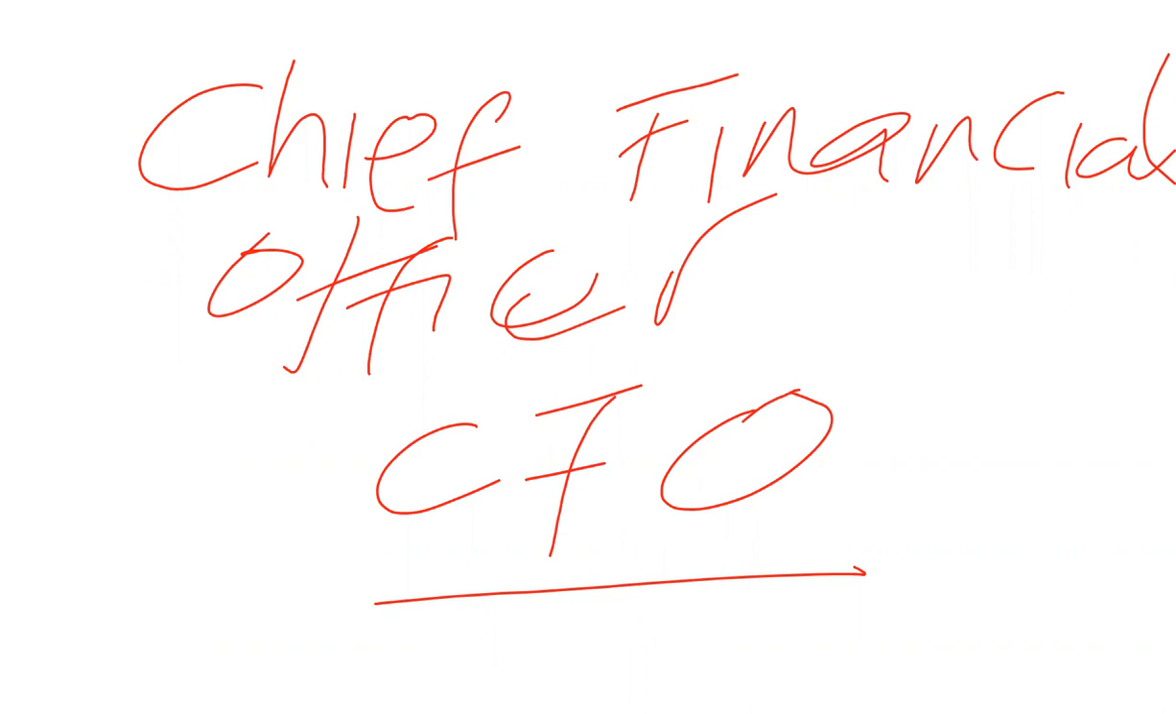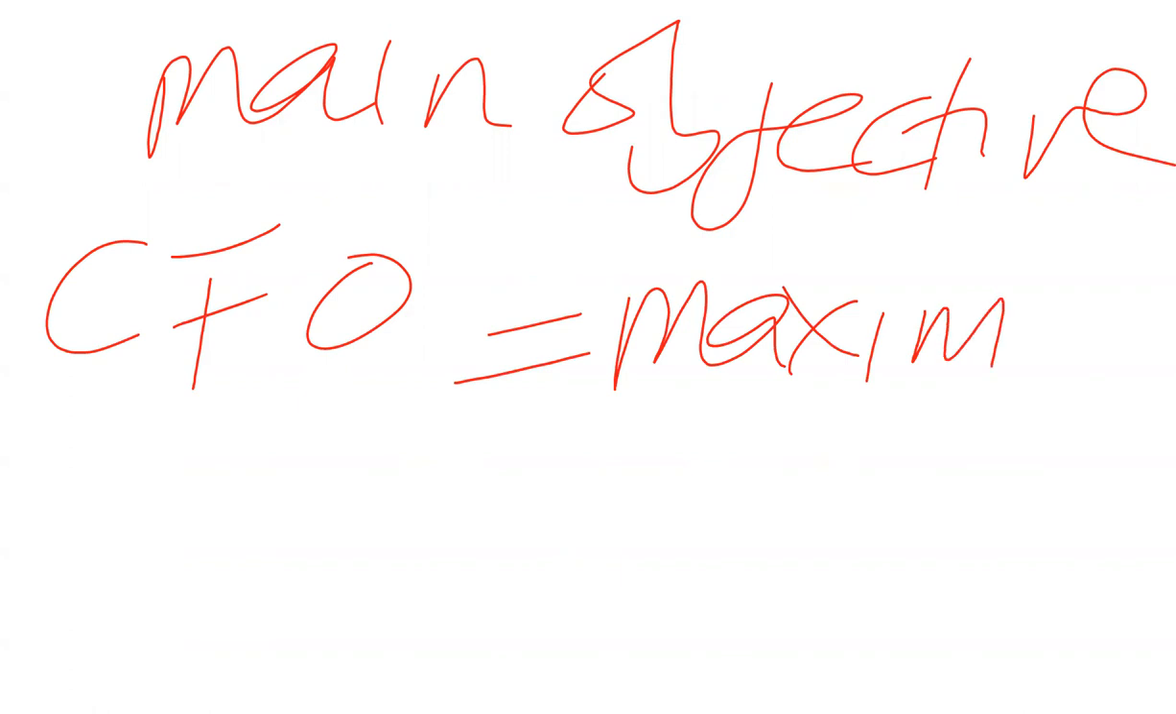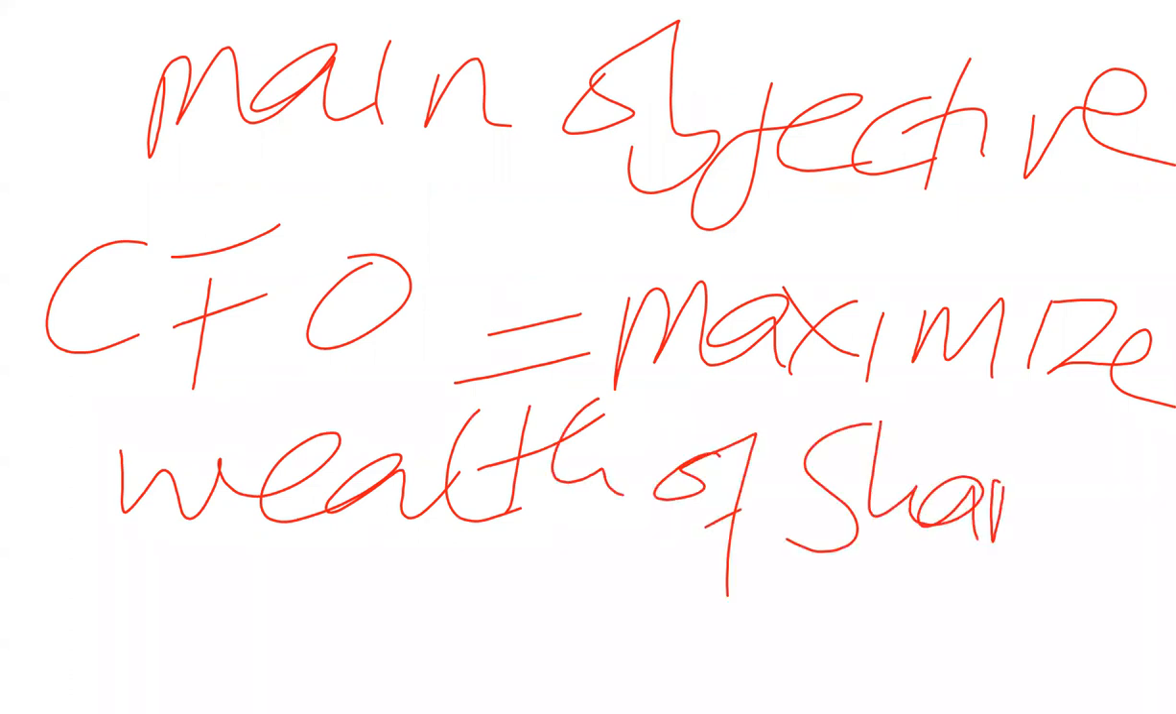So the chief financial officer of an organization will try by all means to answer these questions, such as how do we maximize the wealth of the shareholders? The main objective of the chief financial officer, the CFO, is to maximize the wealth of shareholders, the owners of that money. That's what he wants to do. This is the chief financial officer.